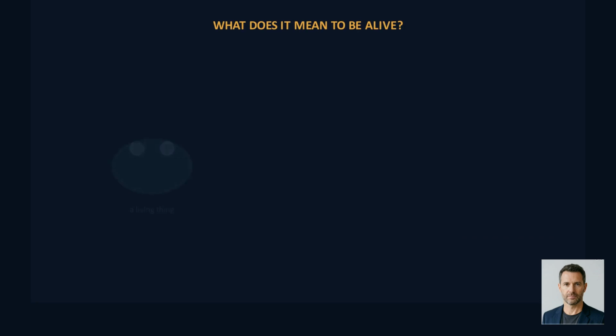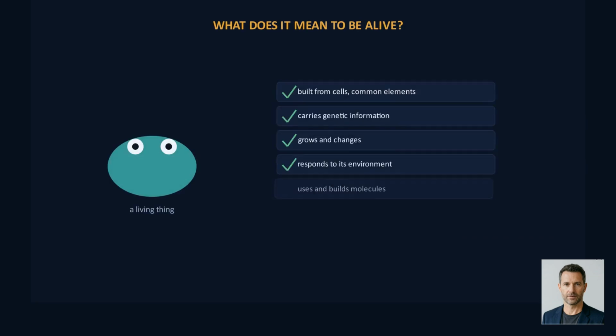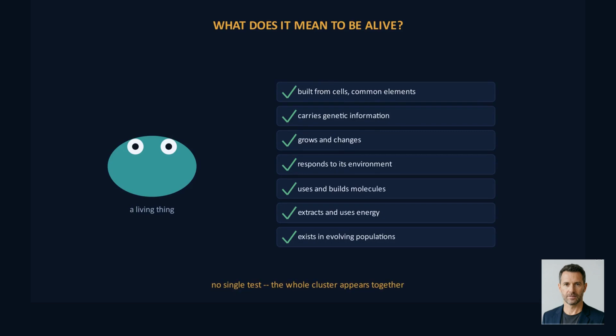So what does it take to be alive? Biologists do not rely on a single test, instead they look for a cluster of shared features. A living thing is built from a common set of elements and organized into cells. It carries genetic information, and it grows and changes over its lifetime. It responds to its environment, and it uses molecules while building new ones of its own. It extracts energy and puts that energy to work.